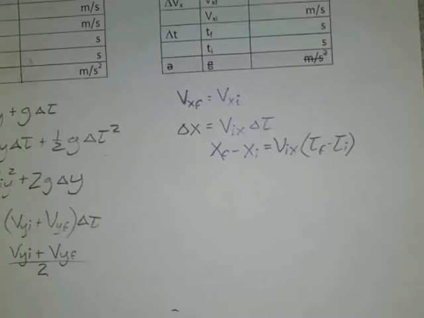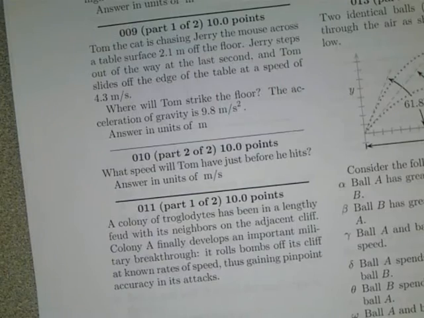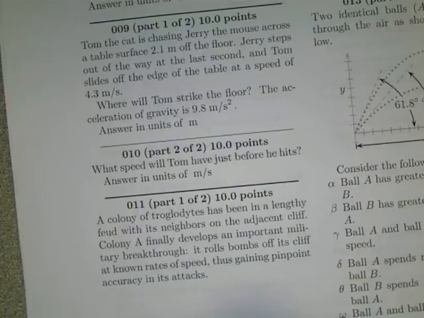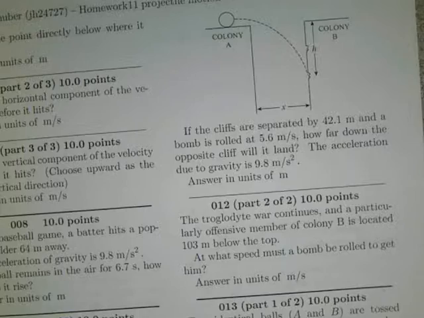Alright, I'm going to do the troglodyte war question from the homework. Question part 1. This one right here. It says a colony of troglodytes have been in a lengthy feud with their neighbors, and colony 1 starts rolling bombs off their side of the cliff. They know how fast they're rolling them off, and they're able to choose that speed to hit the other side of the cliff where they want to.